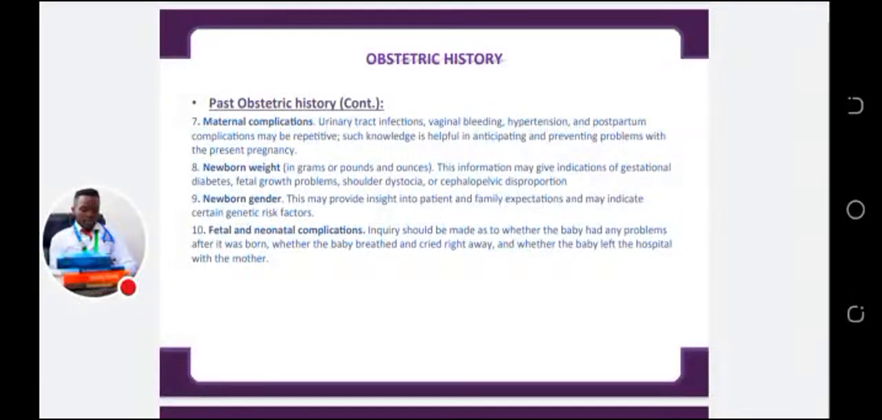Then 8, the newborn weight. Newborn weight is also very much important. It can be in grams, pounds or ounces. This information may give an indication of gestational diabetes, fetal growth problem, shoulder dystocia, or even cephalopelvic disproportion. Okay, all these are very much important. This information just gives an indication of gestational diabetes and fetal growth problem.